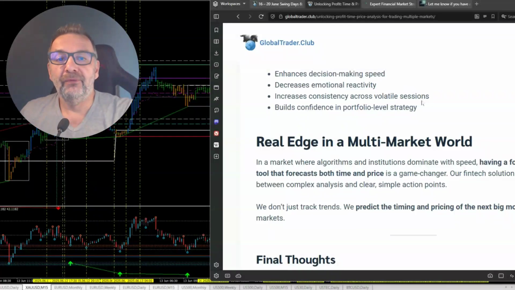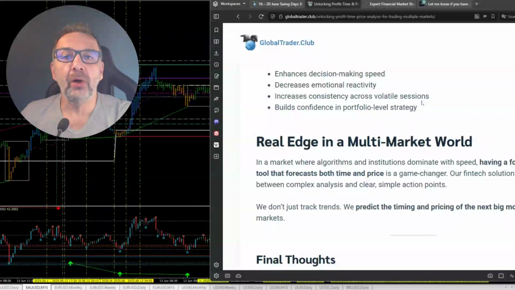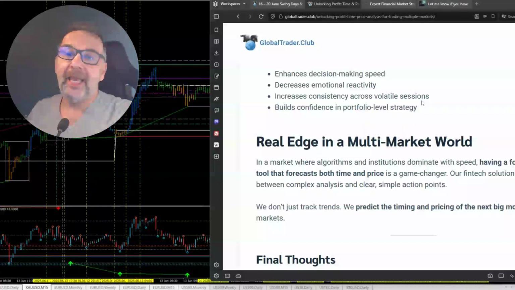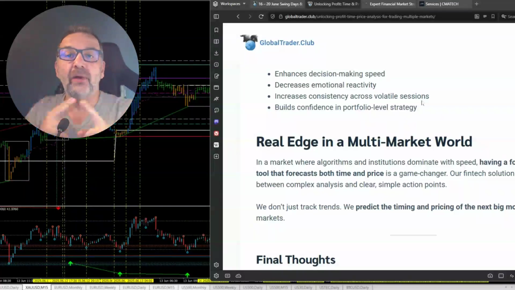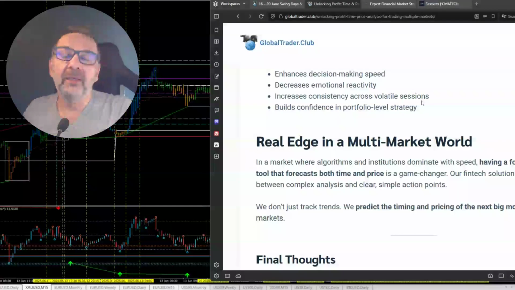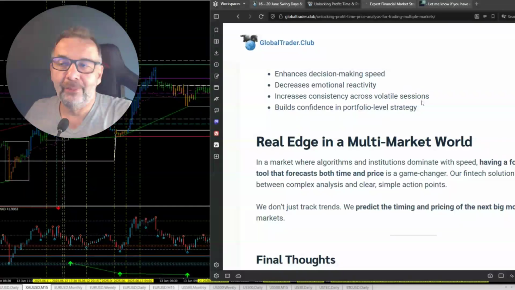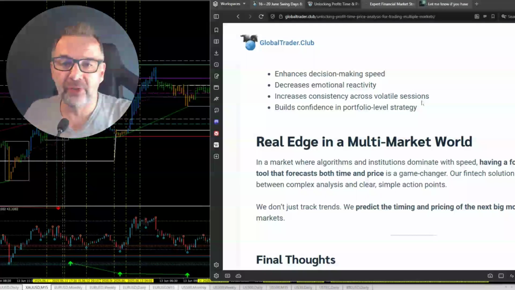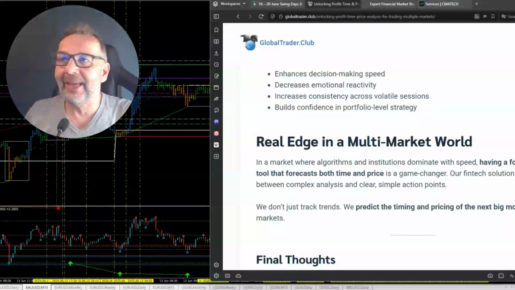Plus, it builds confidence in portfolio level strategy, because you can actually correlate anything you want to. You can in fact correlate any stocks. If you've got stocks that are correlated, you can do that as well. It's just a matter of calculating it. So then you can measure them the same way you're measuring anything, like here with gold, indices, and the euro dollar and so forth.